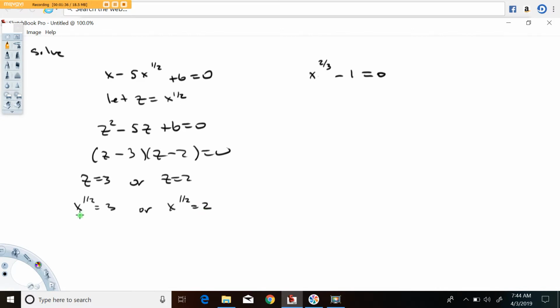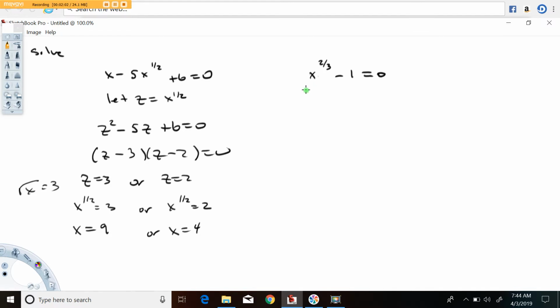Now this is solved by squaring both sides, so we're going to end up with x equals 9, or, squaring both sides here, x equals 4. And if you're wondering about squaring both sides, if you write this in radical form, it's the square root of x equals 3, so that would be solved again by squaring both sides. So I've got two solutions out of that.